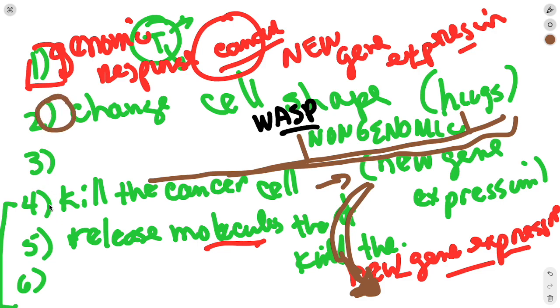Then we have another good one, kill the cancer cell. Oh, and let's add a little bit more to kill the cancer cell. One thing is that we're going to get new gene expression. We're going to synthesize killing factors that the T cell releases. And those killing factors are all from immunology class, so we don't need to know the names of them. Let me add another one here so we can make our list. This could be A, kill the cancer cell, release molecules and kill it.